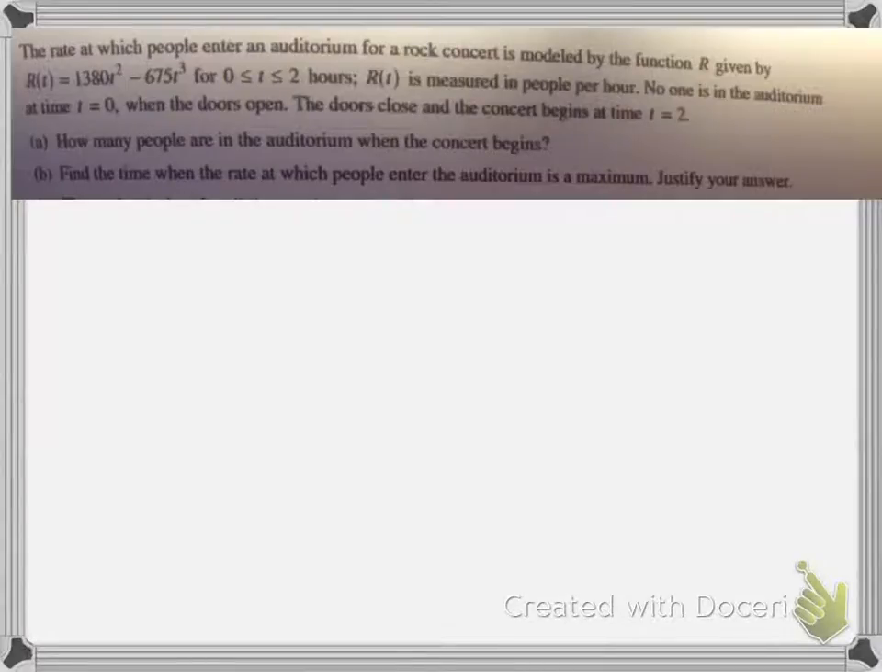Okay, now we'll move on to question B. Find the time when the rate at which people enter the auditorium is a maximum, and we have to justify that. So we have a maximum when the derivative equals 0. So that would be when is r prime of t equal to 0.